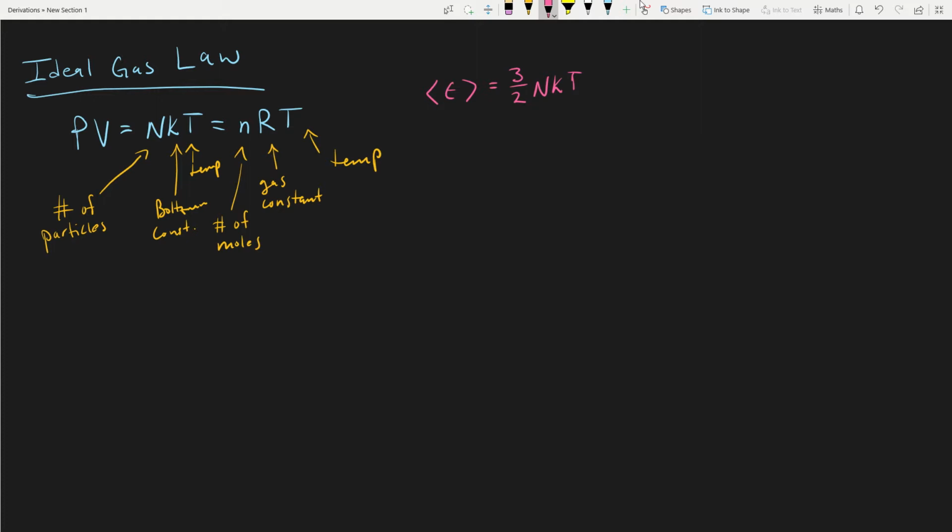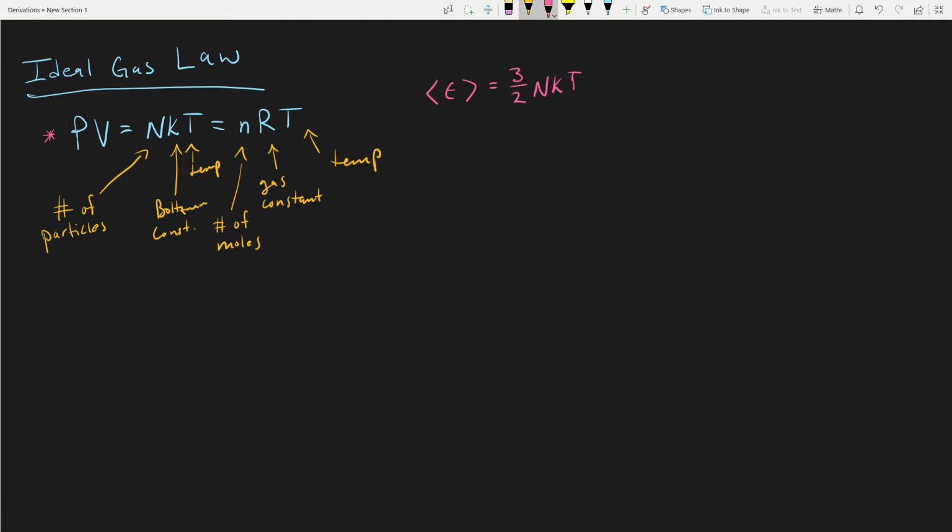You see this law PV. You see a couple forms: PV equals NkT, that's the thermodynamic view of it, and then PV equals nRT is the chemistry view. And just for some definitions here, capital T is temperature, R is the gas constant, little n is the number of moles, k is the Boltzmann constant. We've seen that one before, and capital N is the number of particles.